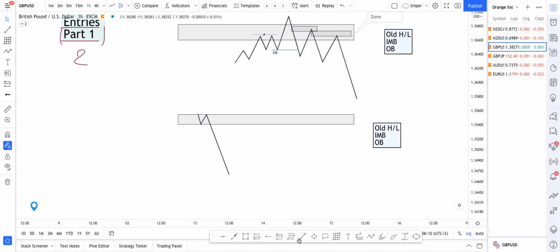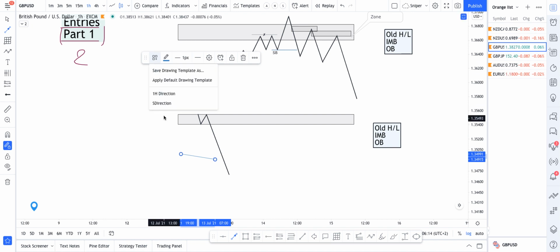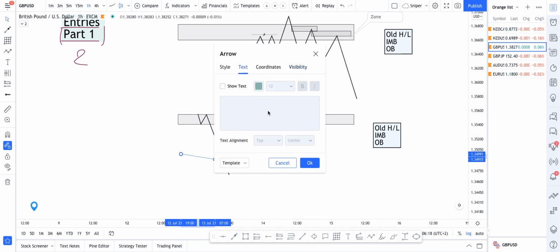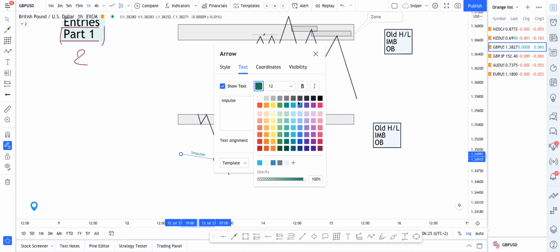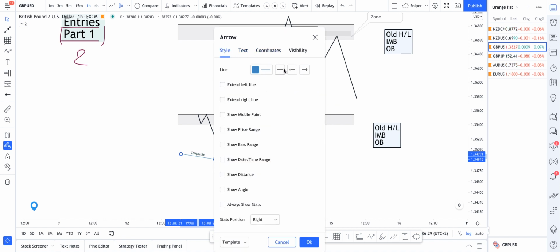First of all, we need to see a strong impulse move. This move needs to be strong and an impulse. So we want to see this as an impulse move. It shouldn't be weak, it should be a strong move towards the downside or the upside depending on the direction.